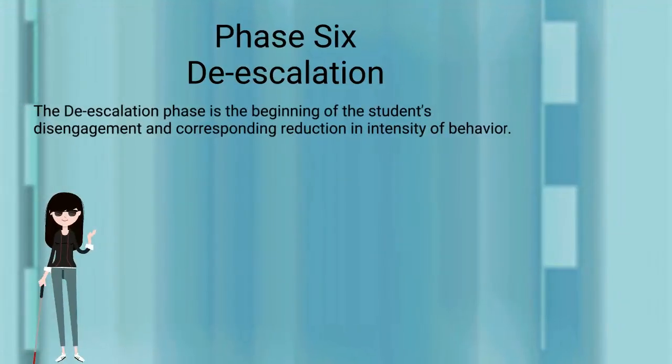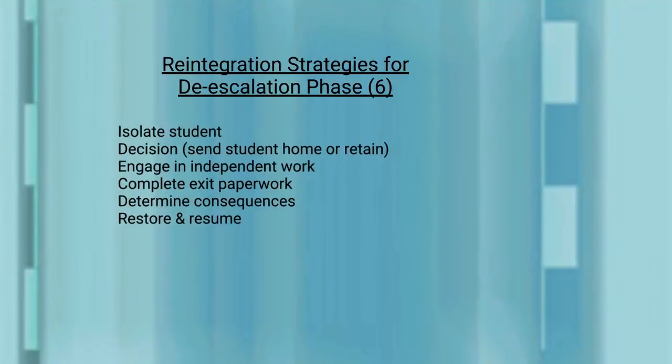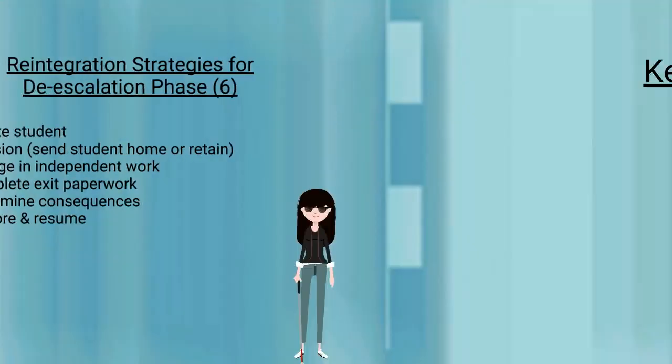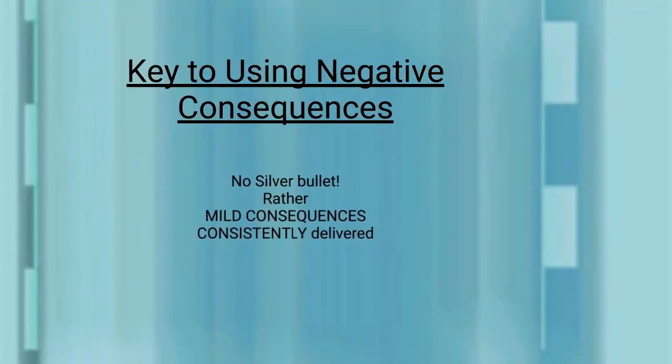The de-escalation phase is the beginning of the student's disengagement and corresponding reduction in intensity of behavior. Isolate student. Decision, engage in independent work, complete exit paperwork, determine consequences, restore and resume. No silver bullet, rather mild consequences consistently delivered.